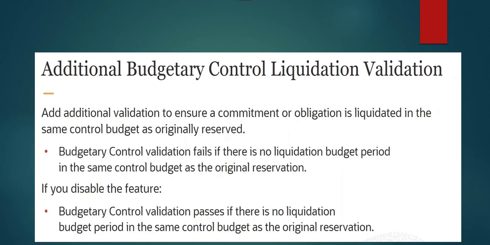The liquidation date is determined by the default date rule setting on the Manage Budgetary Controls page, and you can set that to be system date, current transaction budget date, or period related transactions budget date. Now this feature is only really applicable when you have chosen system date or current transaction budget date for your default date rule, because if you have chosen period related transaction budget date, it is going to use the same budget date as the original transaction.